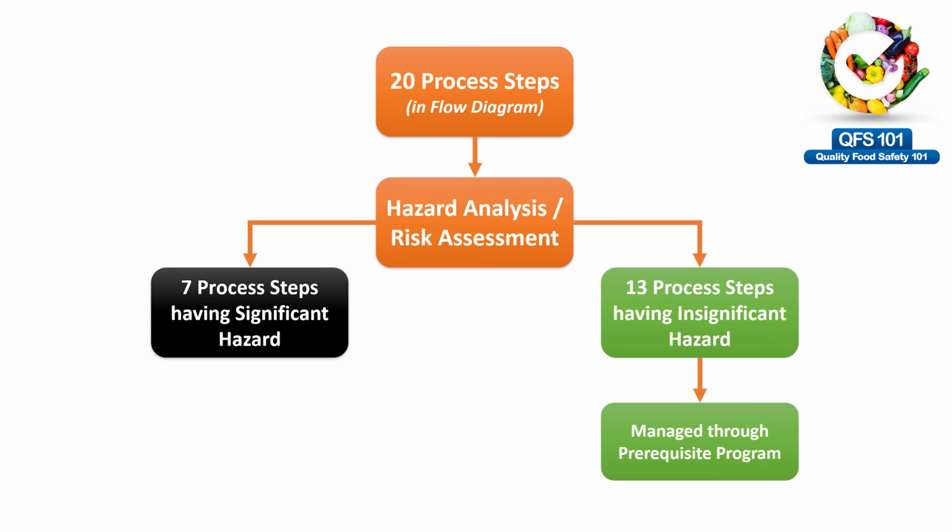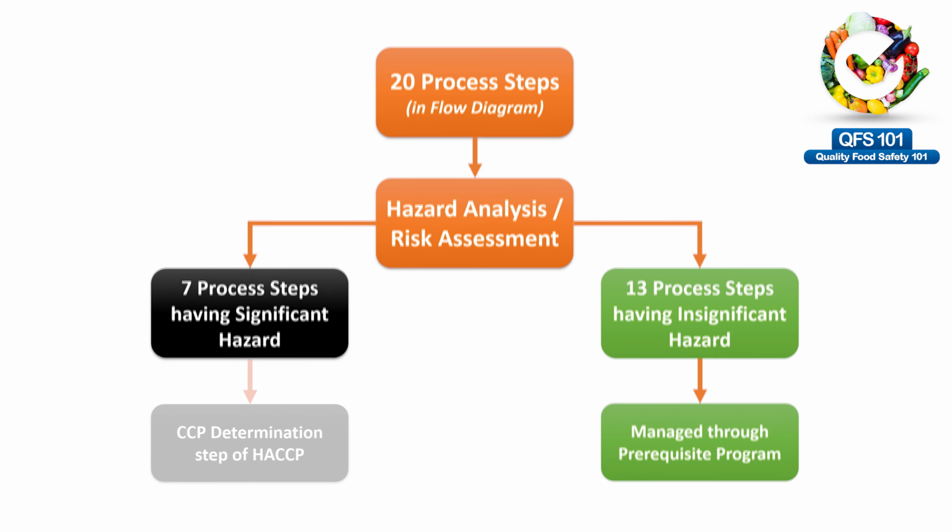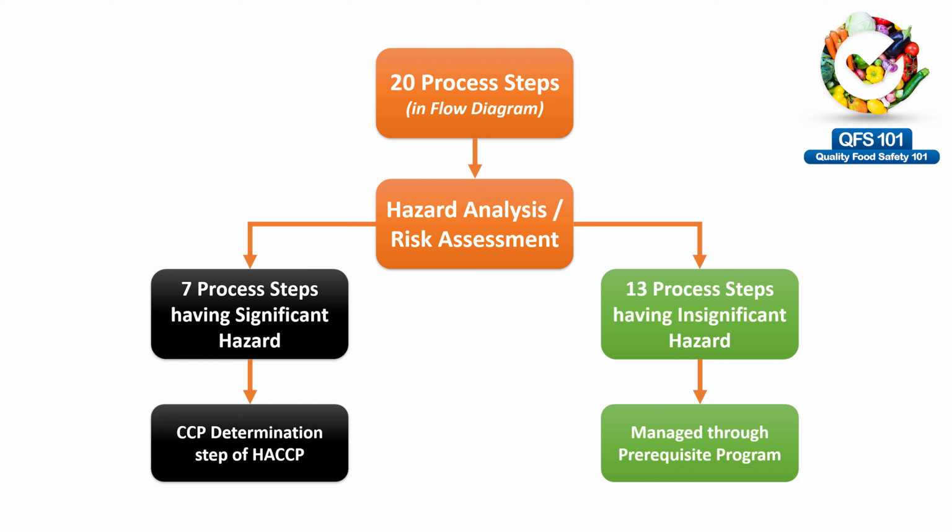Now, those 13 steps will be controlled by prerequisites, and the remaining 7 significant hazards will go to the next stage of CCP determination. But before doing that, we will now discuss stage 3 of hazard analysis, which is the control measures. So the control measures come through the prerequisite program, which is already implemented in the organization. These are the good hygiene practices or good manufacturing practices which we are supposed to implement before going to HACCP. They give us the control measure of each hazard.